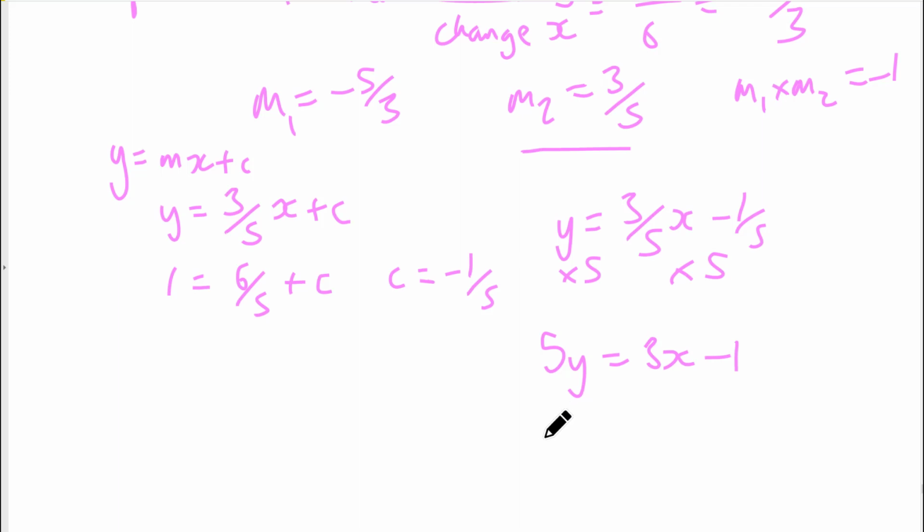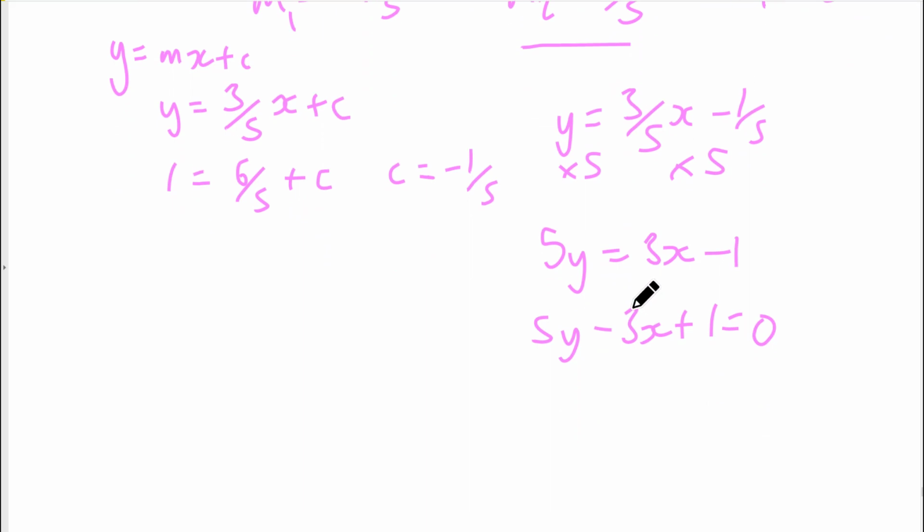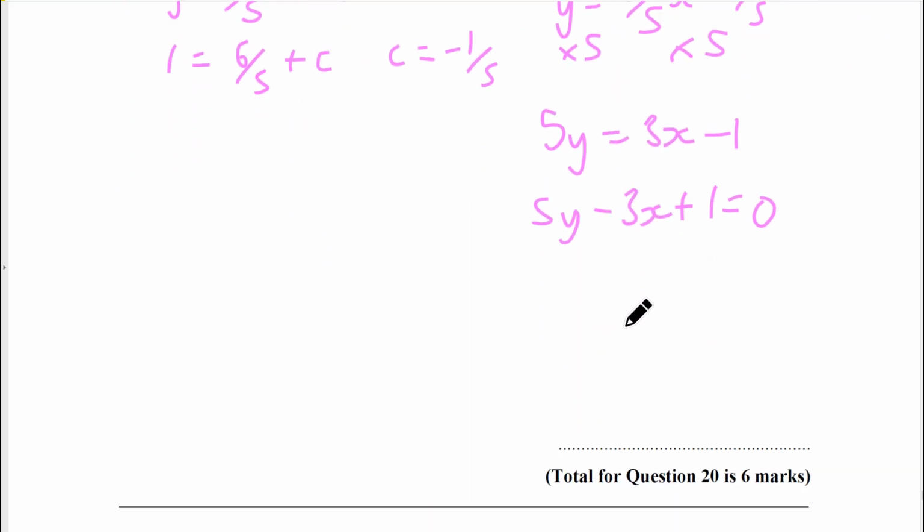So we're going to get 5y minus 3x plus 1 equals 0. Now, that should be fine. That is another 6 marks. Yeah, that's grade 9 in the bag, guys. Grade 9 in the bag.